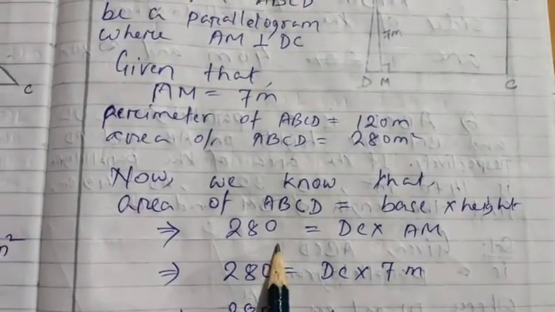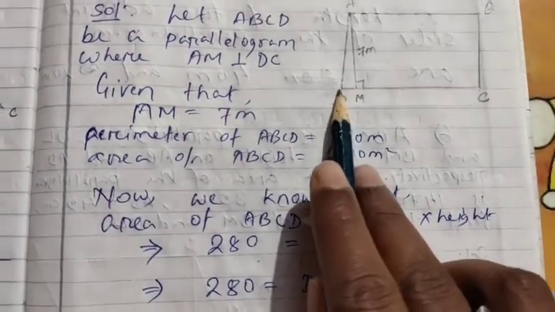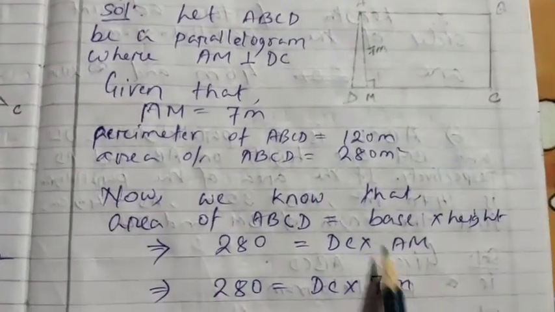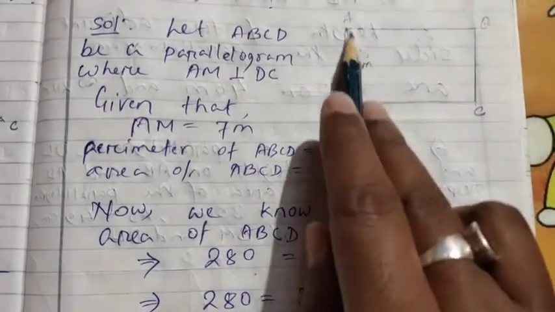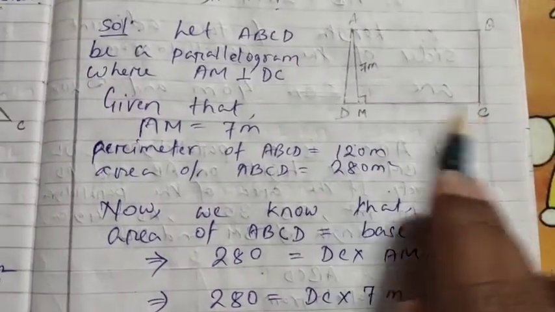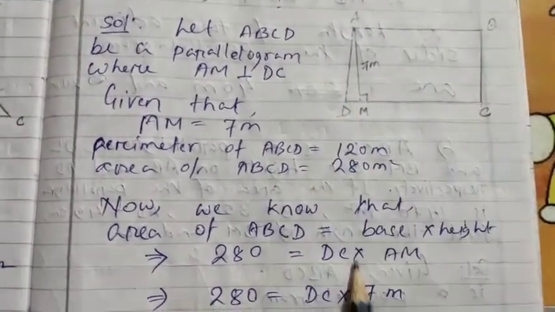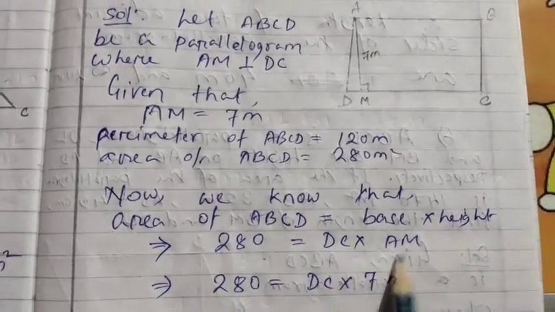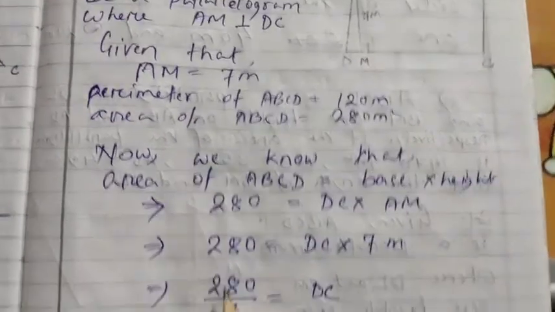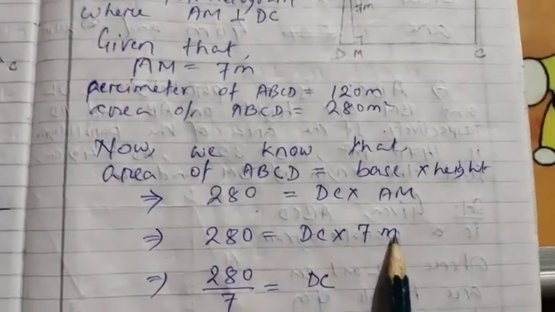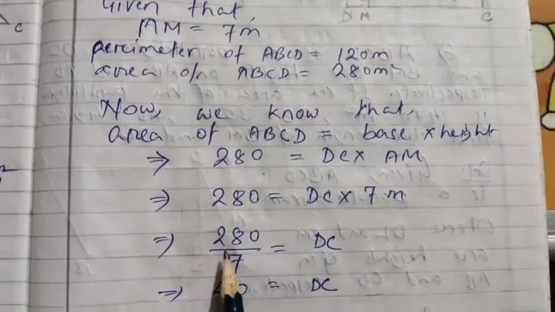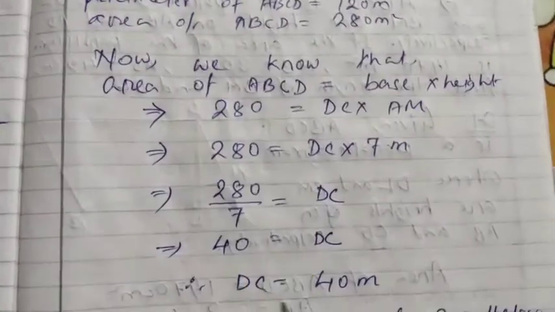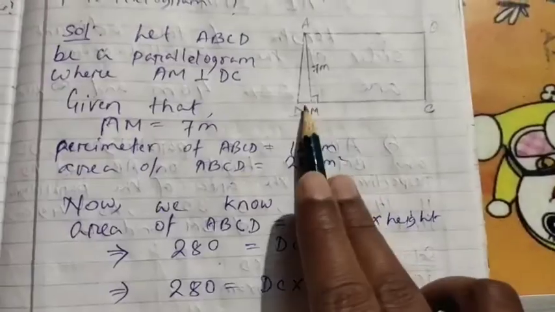Okay, suppose you consider DC is the base, then AM will be height, because it is given that area is base into height, and we already drew AM perpendicular on DC. That means DC is base and AM is height. So 280 equals DC into AM, but AM is given 7 meters, so 280 equals DC into 7. When 7 comes to that side it becomes division, so 280 divided by 7 equals DC, that means DC equals 40 meters.